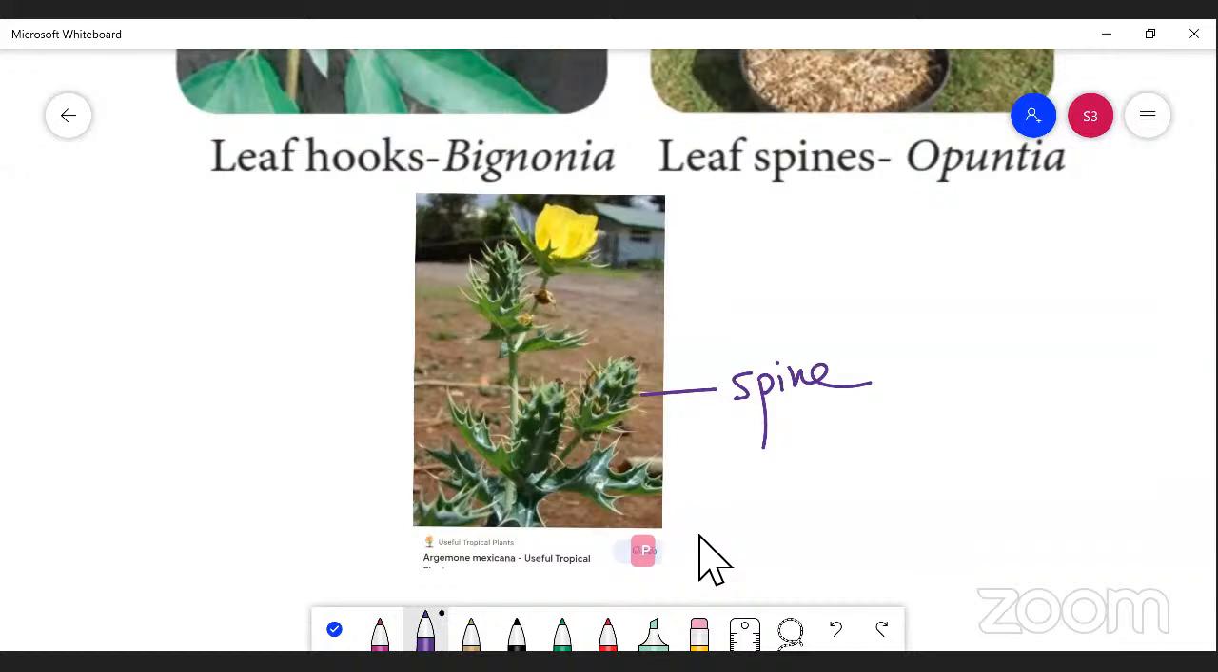Right, leaf spine. These plants grow everywhere, right? Mostly these plants are grown in xerophytic condition or dry regions, where the region has no water content. There the leaves are modified into a spine-like structure that also prevents grazing of animals, right? So Argemone mexicana is one of the xerophytic plants with leaf modification.